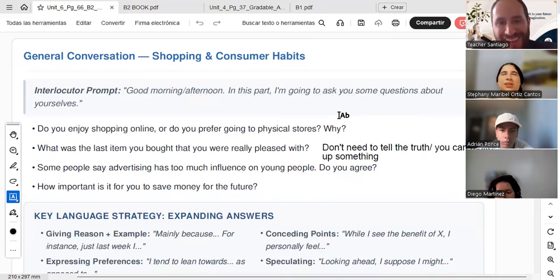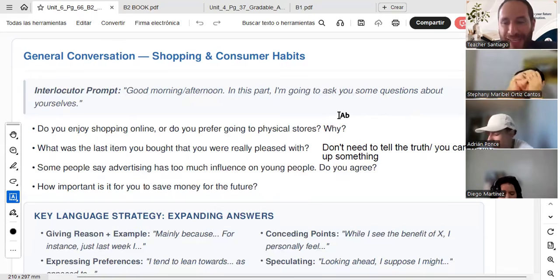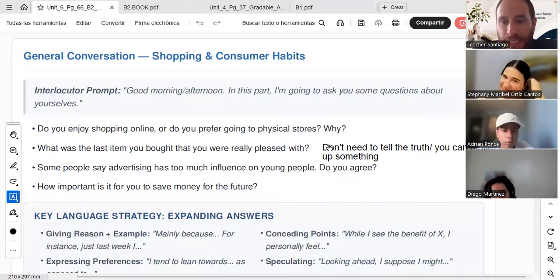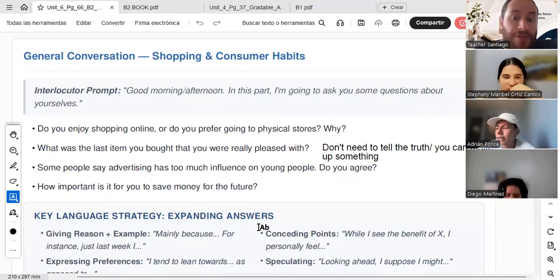Purchase. Yes. Okay, Stephanie, well done. I really like it. So, guys, remember this. You don't need to tell the truth. You can make up something if you can, it is okay. We don't care about the truth. Stephanie, you did it pretty good.